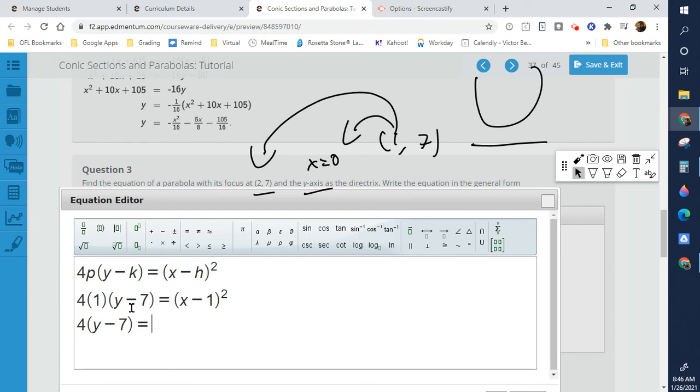Equals x quantity, or not quantity squared, x squared minus 2x plus 1. Again, what I'm doing is just FOIL. I get a negative x and a negative x in the middle, so I just made it negative 2x to save time. Now this y minus 7, because I'm dividing all the sides by positive 4 this time.